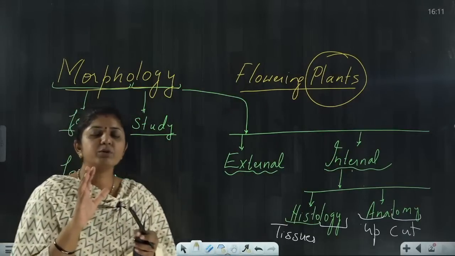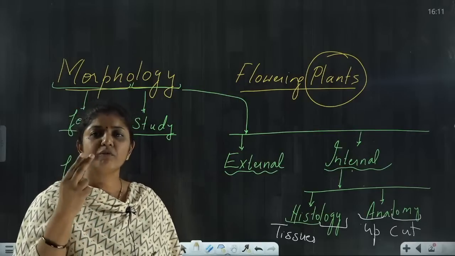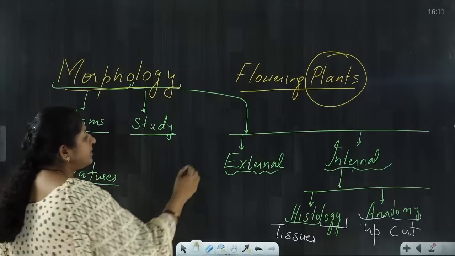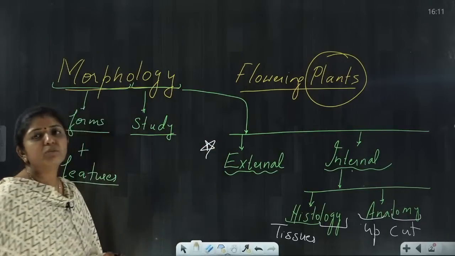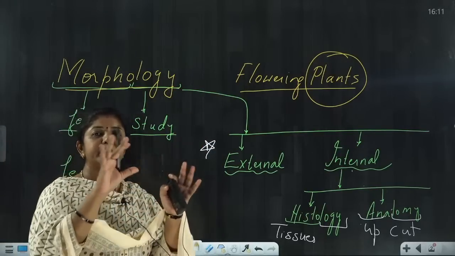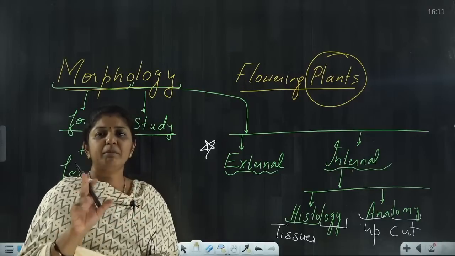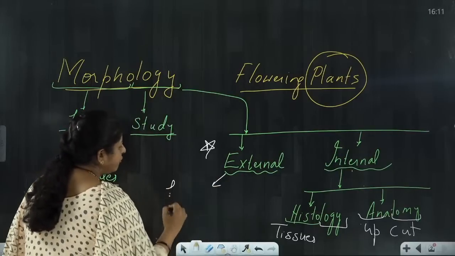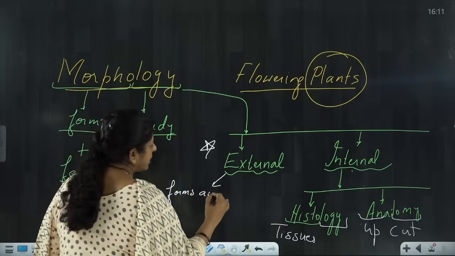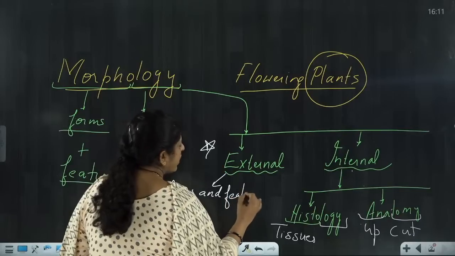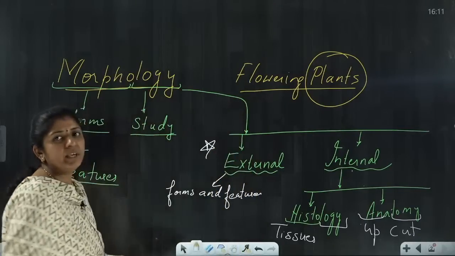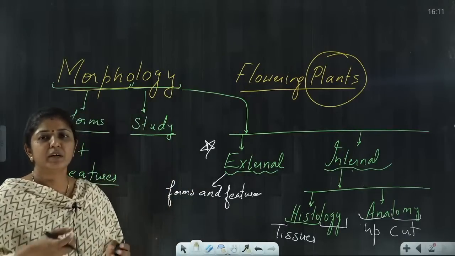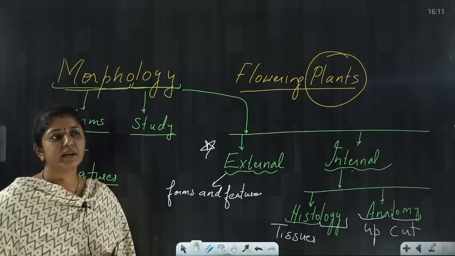I am simply introducing the morphology term and telling you of two types: external and internal. Today we have to discuss which type of morphology? External morphology. We will talk only about the external features of the flowering plants. Are you getting that? So here we are talking about the external forms and features of the flowering plants. I hope it is clear to everyone. Any doubt to anyone? Please put some indication so that we can understand.